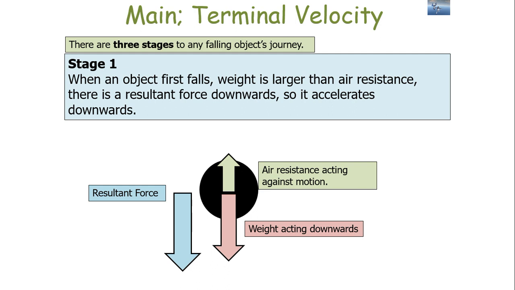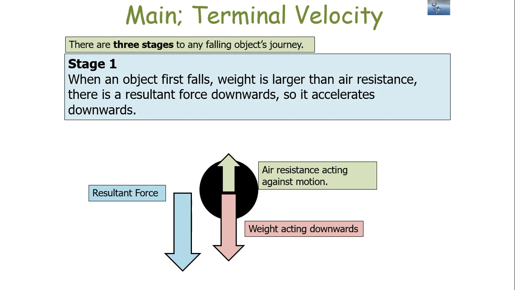So there are three stages to any fallen object's journey. Now when an object first falls, there are two forces on that object, and there are two forces throughout this particular journey, and that is the weight, which acts towards the center of the earth, which in most situations is downwards, and you've got air resistance, which acts against motion.